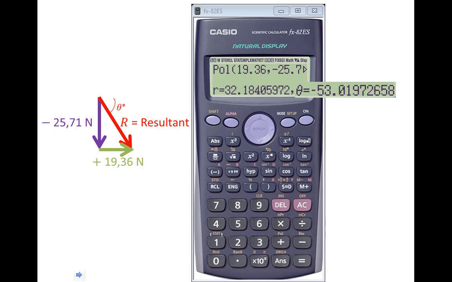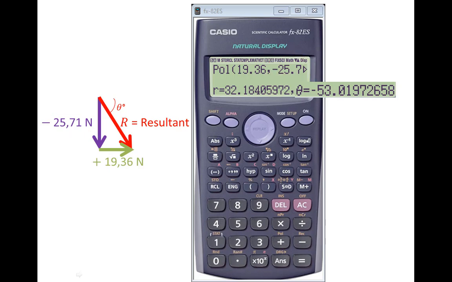So what we need to have on the calculator is we need to have Pol for polar coordinate. Then we need to list our x component first. In this case, positive, we don't need to write plus, it's obvious. We mean plus if we don't write it, so just 19.36, comma, and then the y component, minus 25,71.